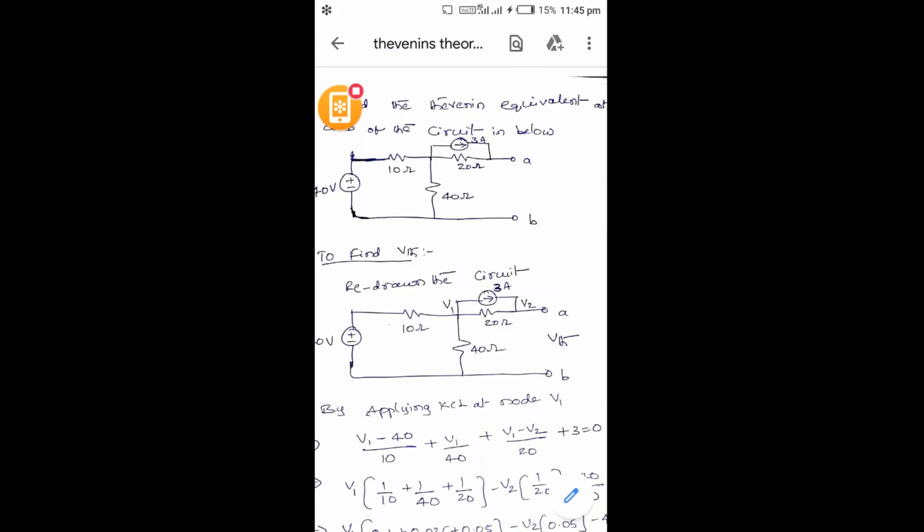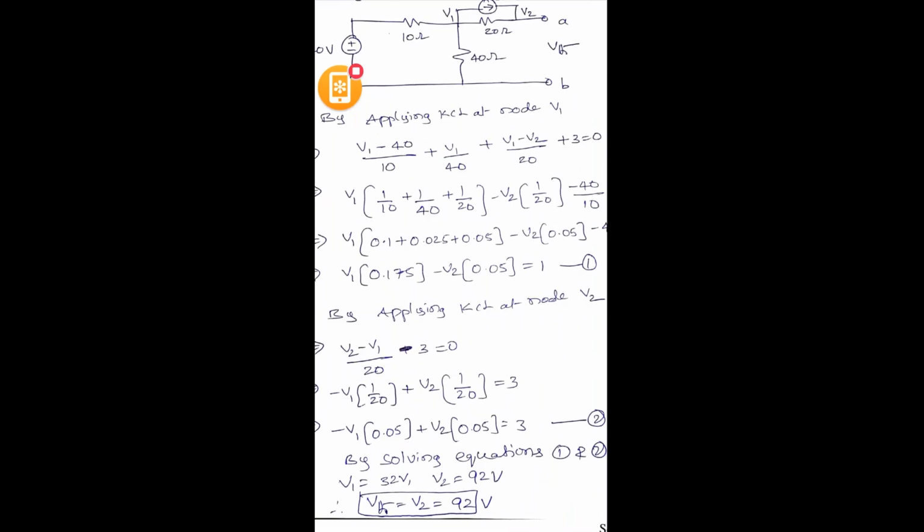Now we solve equation 1 and equation 2. The V1 value becomes 32 volts and the V2 value becomes 92 volts. We can observe that V2 is connected across the A terminal, with no extra element between the node voltage and the A terminal. So the V2 value is equal to VTH. The Thevenin's voltage will be 92 volts.